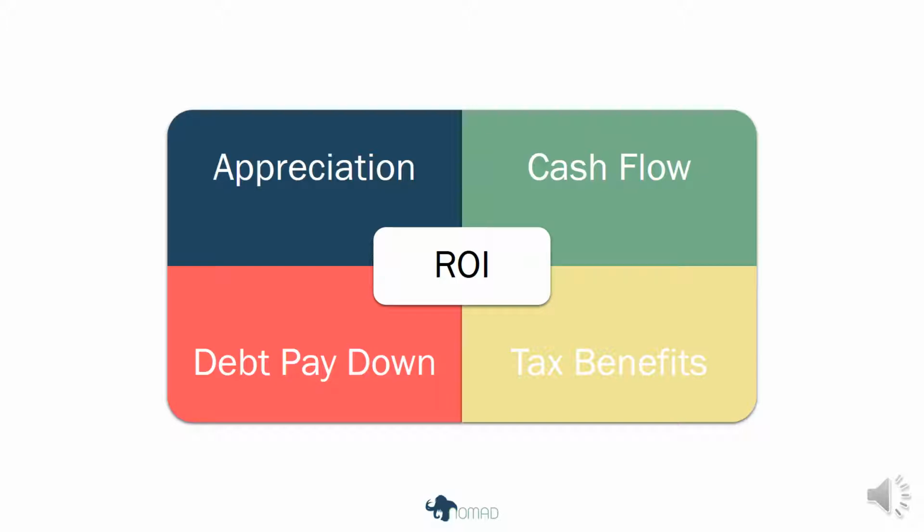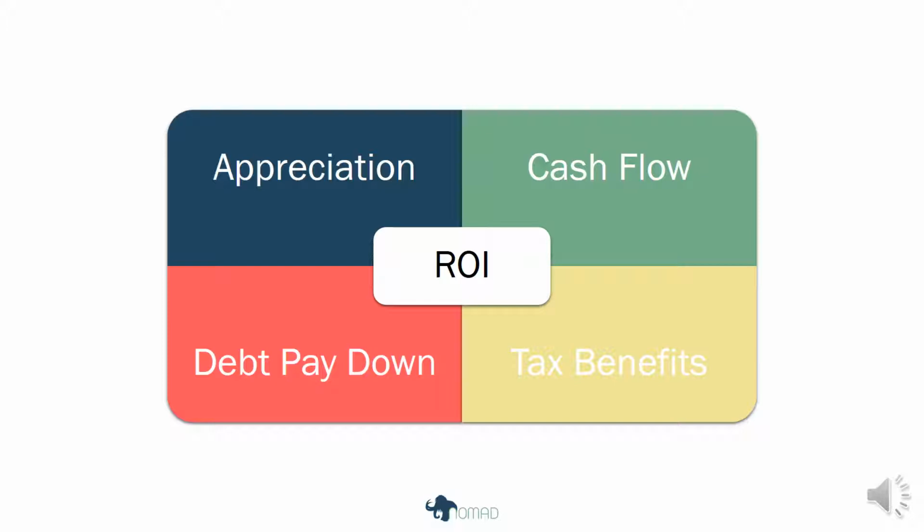The next area of return is debt pay down. Every time your tenant makes a payment to you and you make a payment to the mortgage company, you're paying down that loan. And so you're actually getting a return on your money from paying down the debt. That's what debt pay down return is all about.